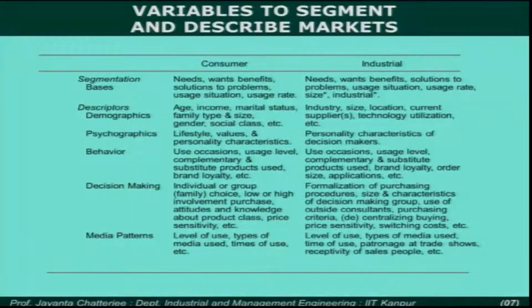And so, we can summarize this whole thing, these variables to segment and describe the market, if you go one by one from the left hand column. So, there can be base segmentation, then there can be segmentation based on demographic, which is age, income, etc. Or in the case of the industrial market, it will be based on industry size, location, industry class, and so on. It can be based on psychographics.